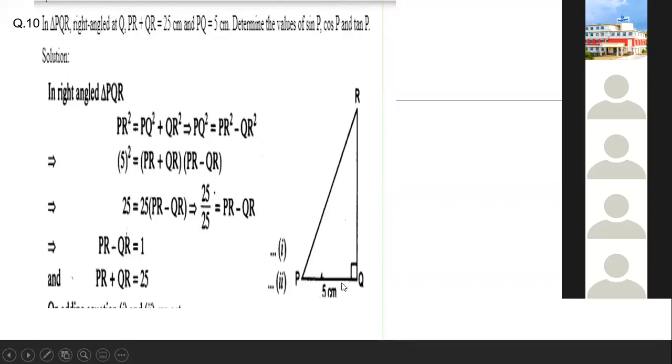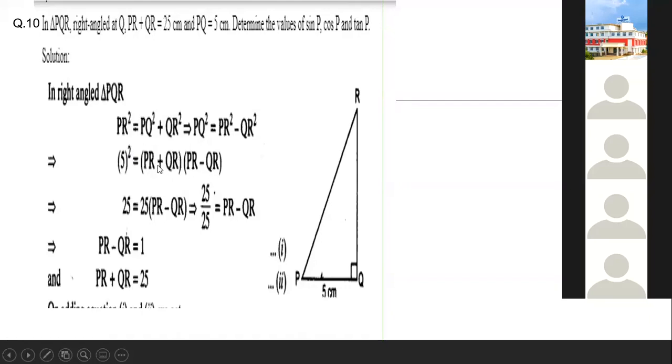Here the PQ value they gave is 5 centimeter. So I keep this PQ on this side. QR, if we shift towards the left hand side, that becomes minus QR square. This step we will get. Am I clear? So I'll apply here PQ value, 5 square is equal to, this is in the form of A square minus B square. We'll write it as A plus B into A minus B.